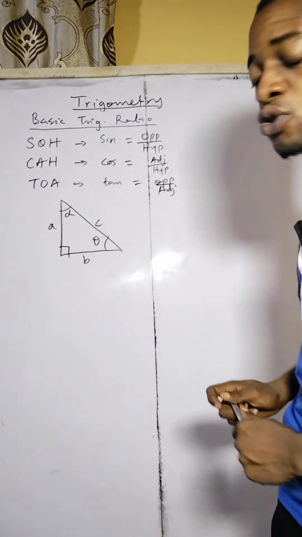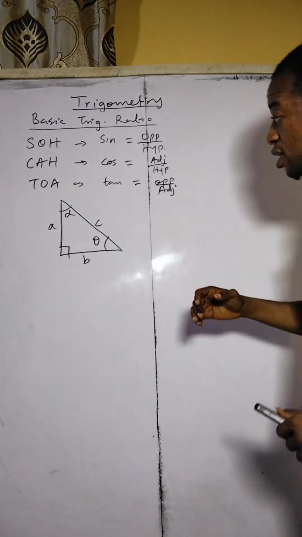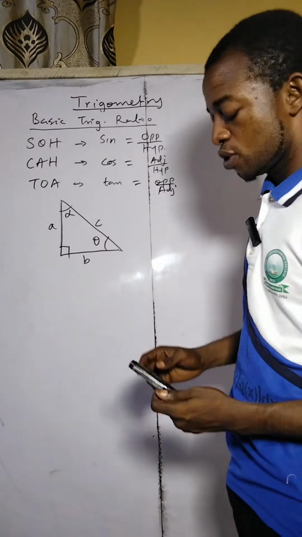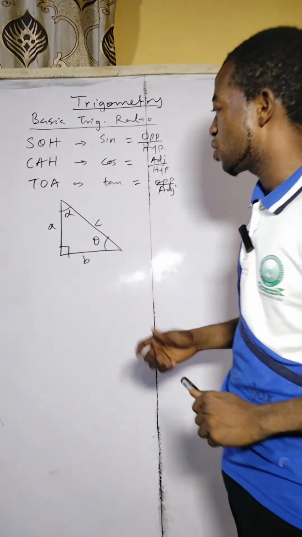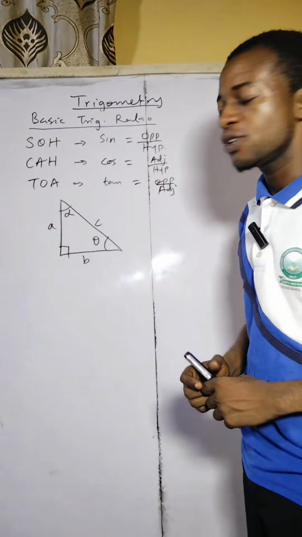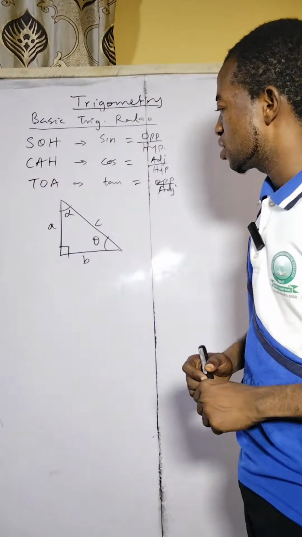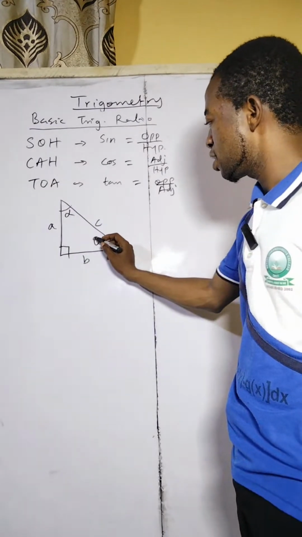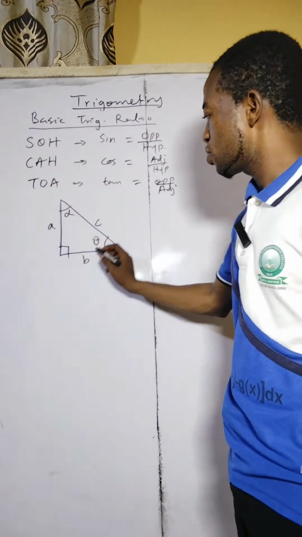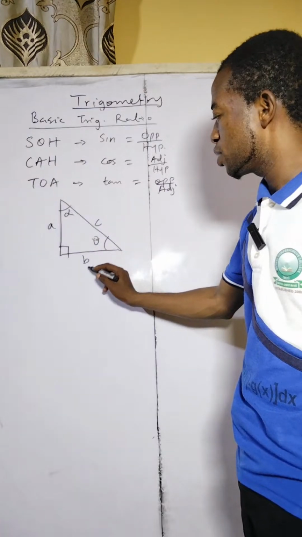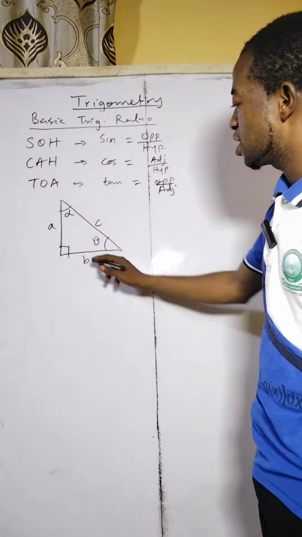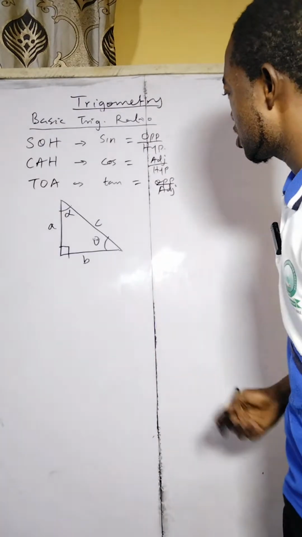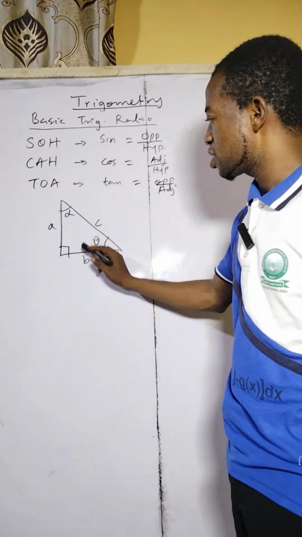So the hypotenuse is always constant. The one facing the right angle is the hypotenuse. But any of the other two sides can be either opposite or adjacent, depending on where the angle is given. The one facing the angle directly is the opposite of the angle, while the other one will be the adjacent. Now, for theta, A is the opposite, while B is the adjacent. And for alpha, B is the opposite and A is the adjacent.